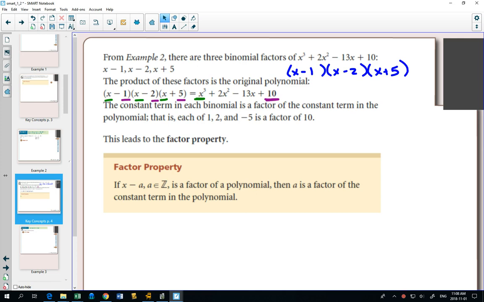So when we're going to be asked to factor things completely, our first clue is the last number, the 10. What are possible factors? 1, 2, 5, and 10. So once you know what the possible factors are, then you can either use synthetic division or the factor theorem, remainder theorem, to find your first one.